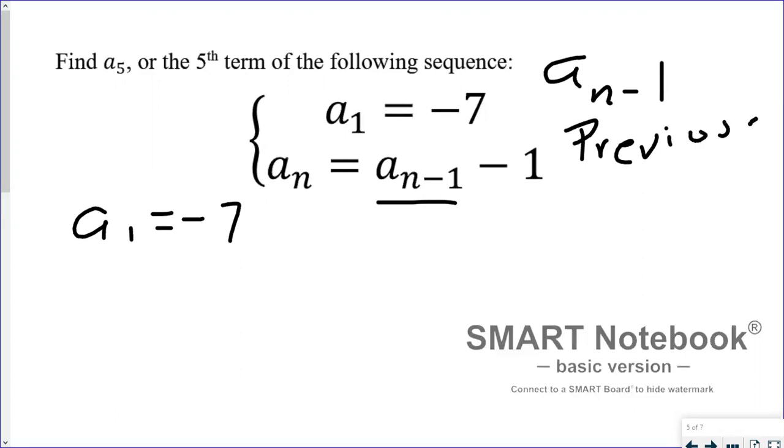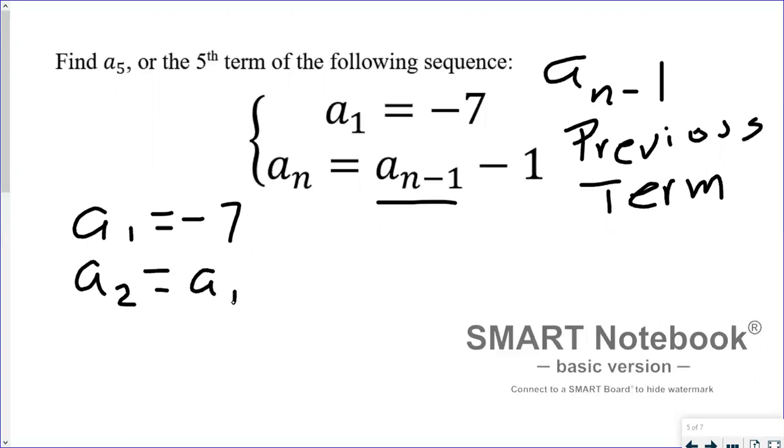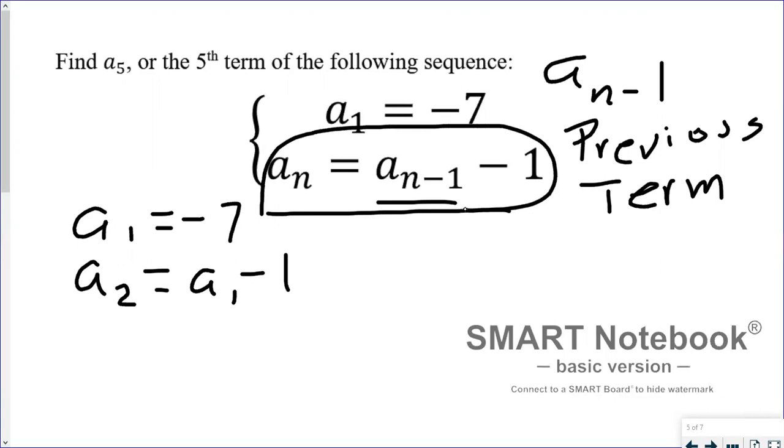Previous term. So to find A2, we're going to use A1 minus 1. We're using this part of the formula now. So that's the same thing as saying -7 minus 1, which is -8.